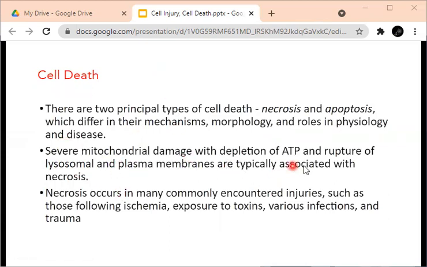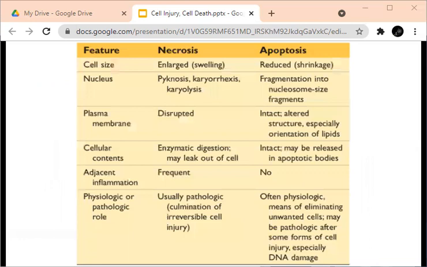Severe mitochondrial damage with depletion of ATP and rupture of lysosomal and plasma membranes are typically associated with necrosis. So remember that, guys, no? When there is severe mitochondrial damage, ATP is depleted, the lysosomal membranes and plasma membranes rupture, that is typical of necrosis. So remember that, it might come out in the exam, all right? And necrosis is more commonly encountered in injuries. Again, as I have said, more on the pathologic side, no? Such as following ischemia, exposure to toxins, various infections, trauma, etc., etc.